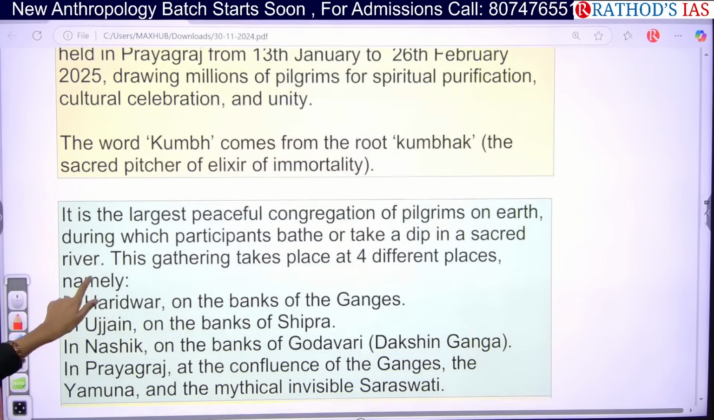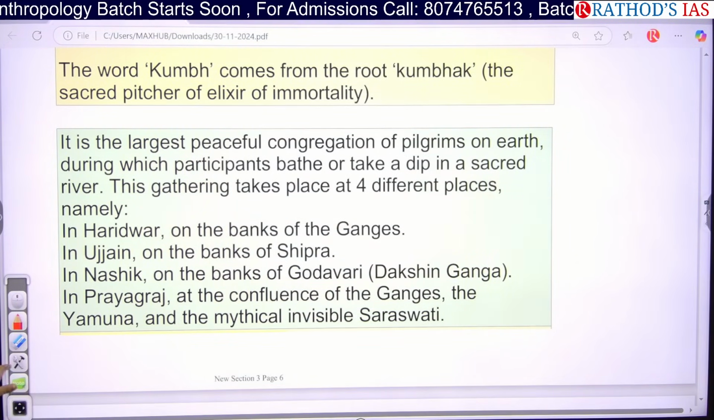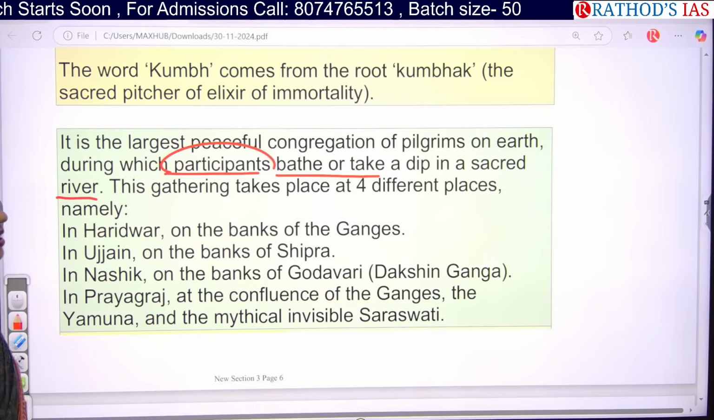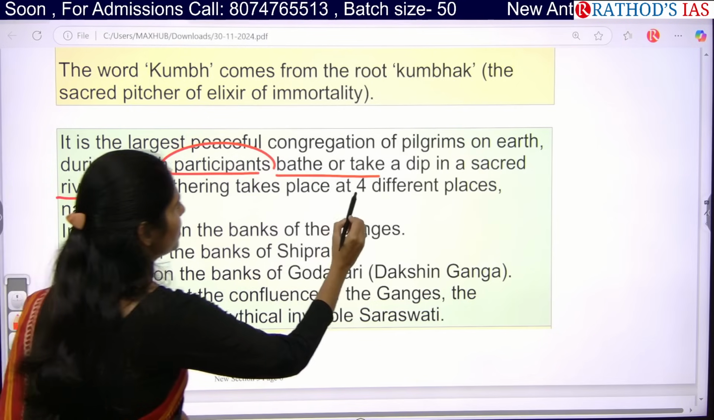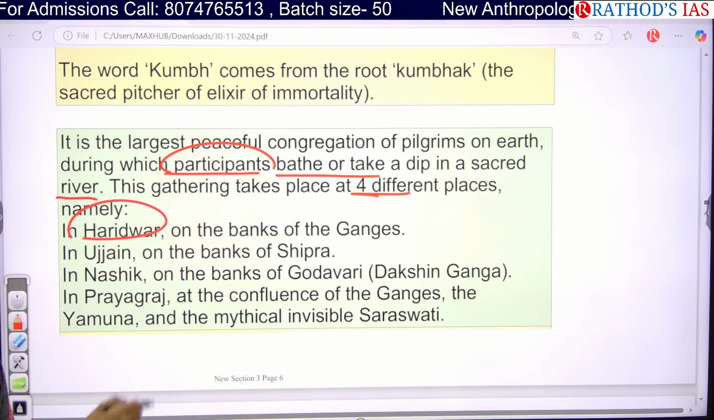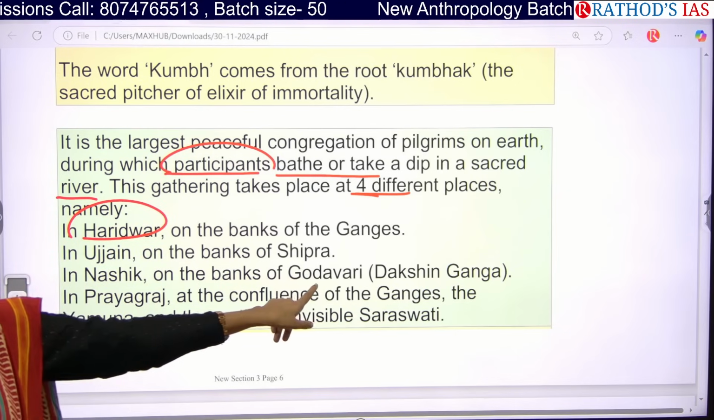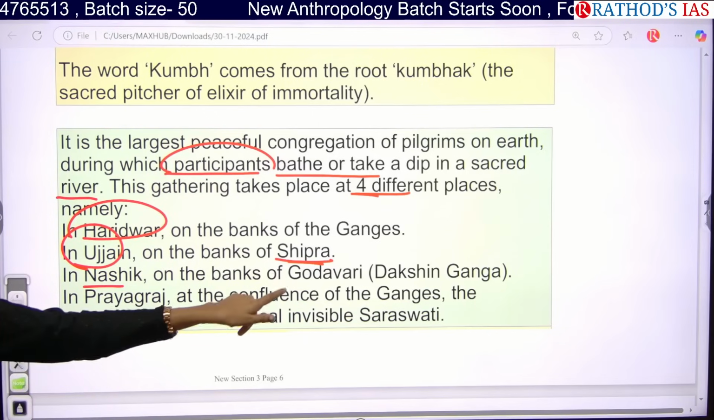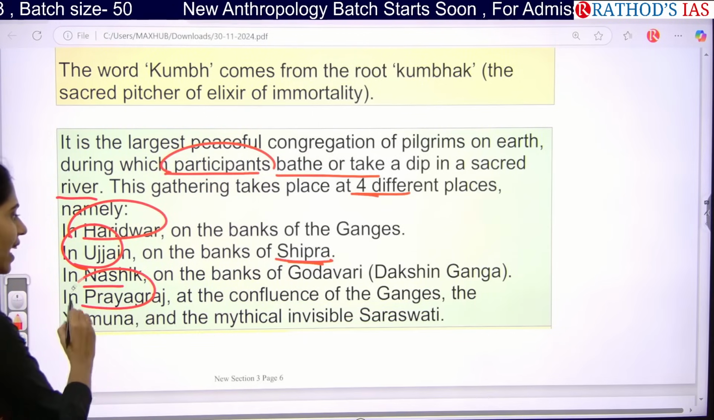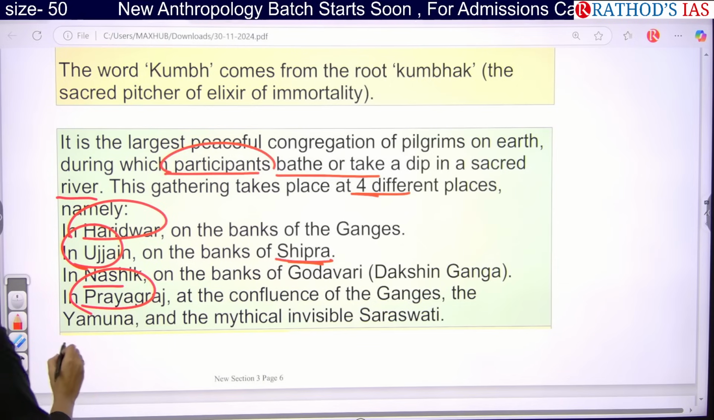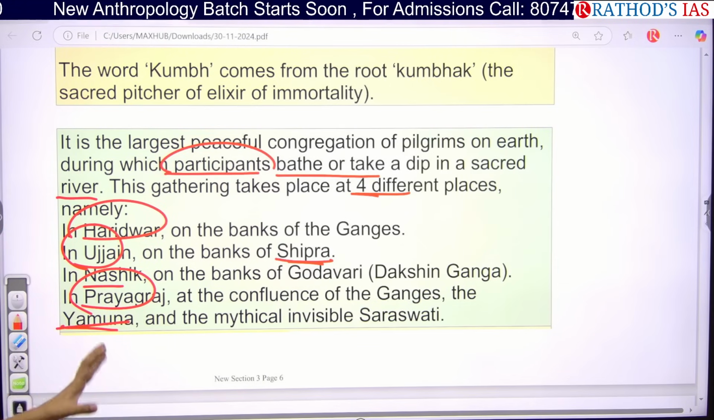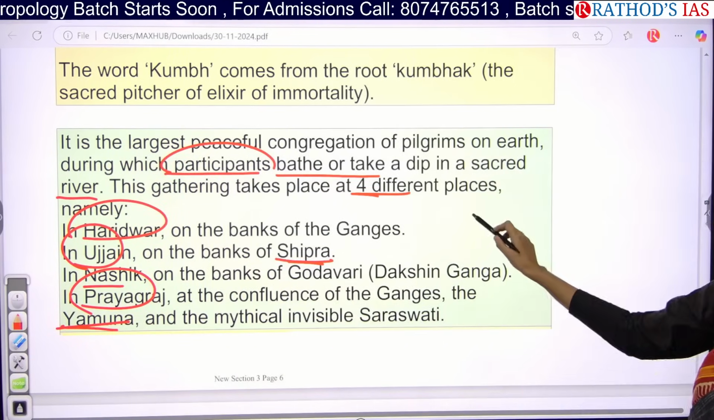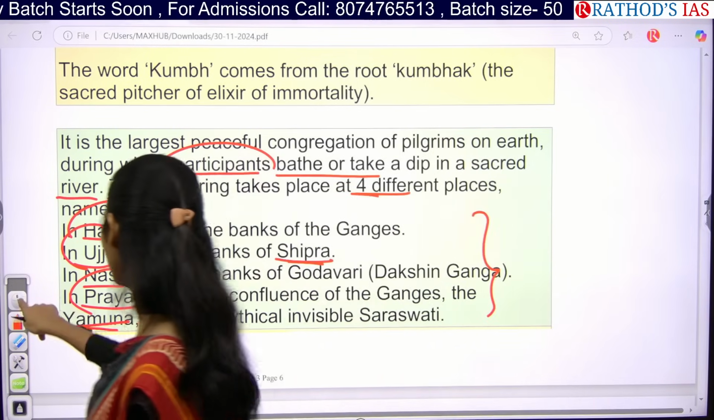Actually, it is one of the largest peaceful congregations of pilgrims on earth, during which participants, that is pilgrims, take a dip in the sacred river. This gathering takes place at 4 different places. First one is Haridwar. Haridwar is located on the banks of which river? Ganga. And Ujjain on the banks of river Shipra. And Nasik, which is located on the banks of river Godavari. In Prayagraj, we see the confluence of Ganga and Yamuna, and in this place we believe that the mythical river Saraswati becomes invisible here. So these are the 4 places where this Mela is celebrated.